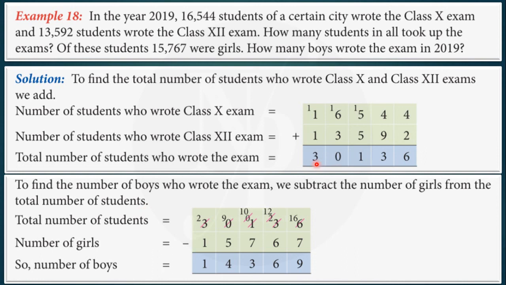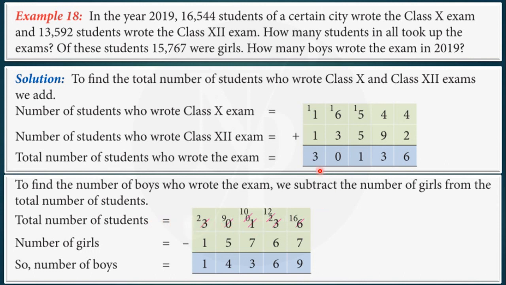So we found the total number of students who appeared in the examination in the first step, on adding the total number of students of class 10 and class 12. Now we have the total number of students who appeared from both class 10 and class 12. To find the number of boys among these, we have to subtract the number of girls who appeared in the examination from the total number of students who appeared in the examination.